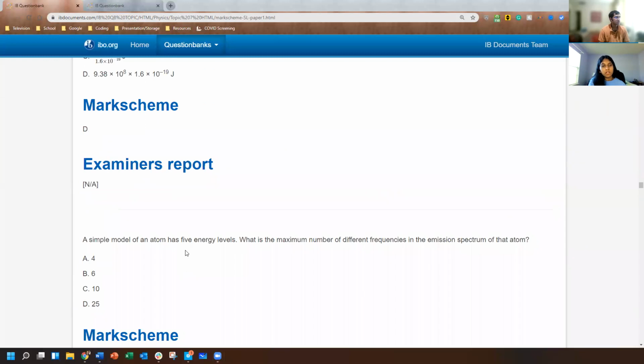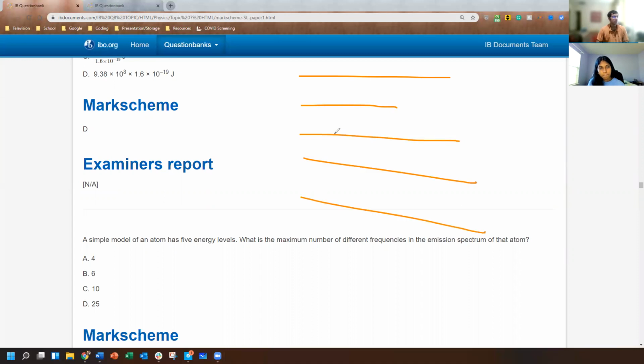A simple model of an atom has 5 energy levels, different frequencies. So that's the cascading thing, right? 3, 4, 5. That's 1, 2, 3, 4, 5, 6, 7, 8. How are you counting them? Can you draw them? Yes, I can.